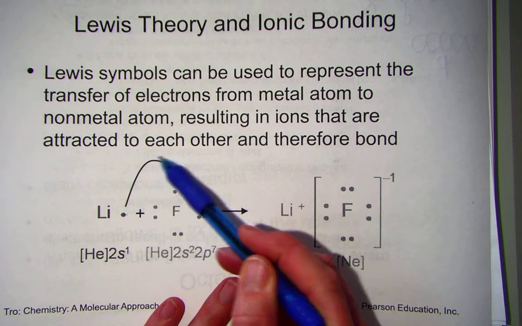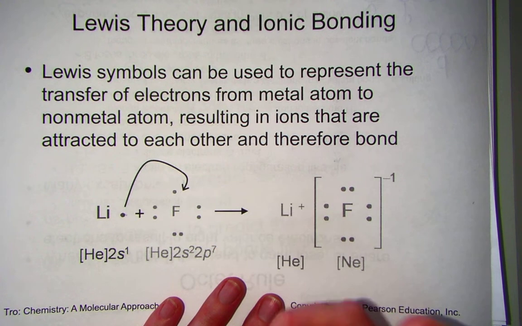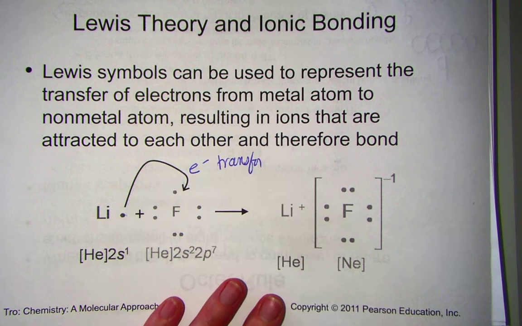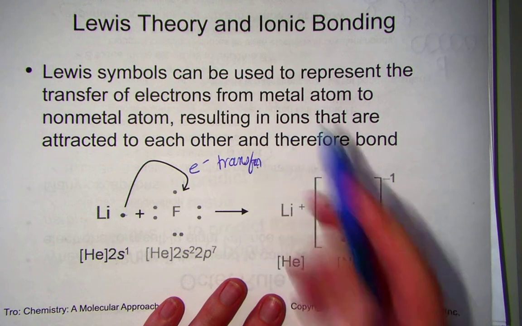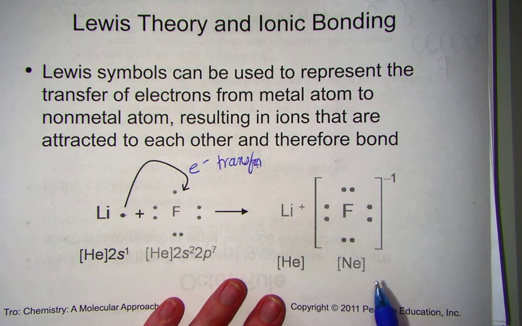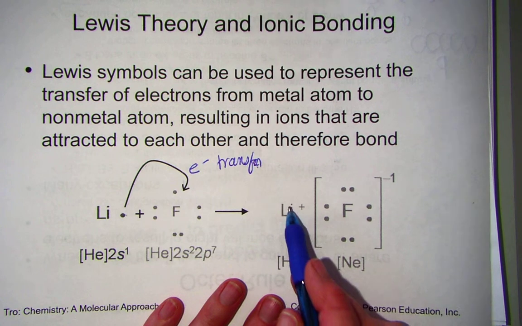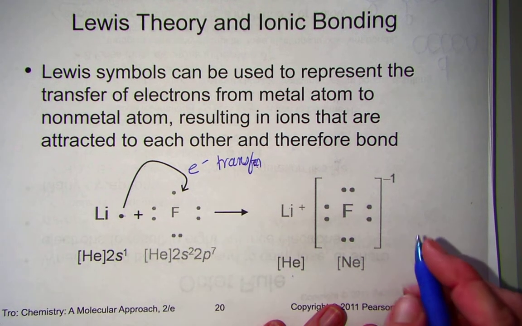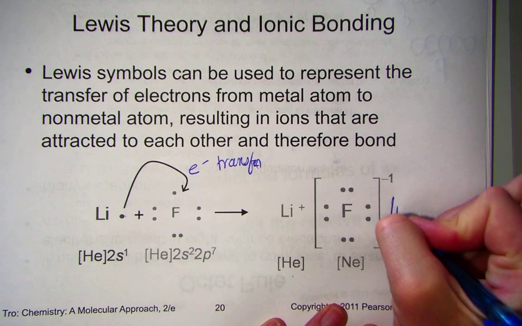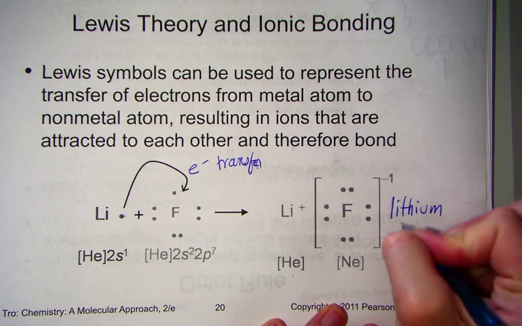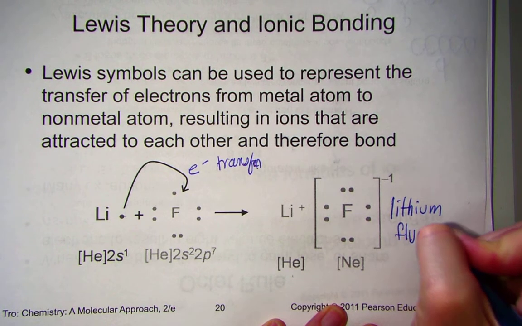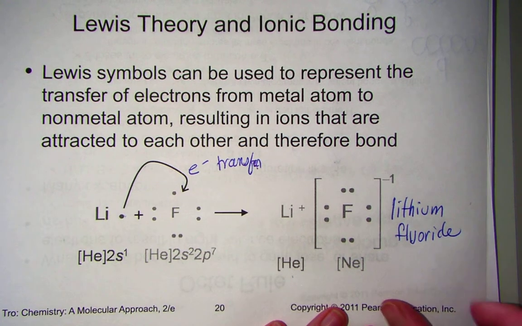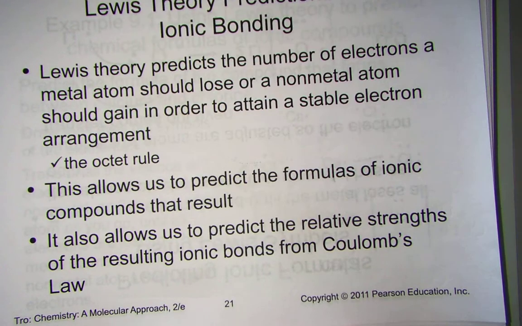Lithium, if it loses its electron, and fluorine, if it gains the electron, transfers this, forming what's called an ionic bond. The electron transfer from the lithium to the fluorine creates an ionic compound, where lithium now is like helium in configuration, and fluorine becomes like neon in its configuration. The name of the compound formed is a binary ionic compound called lithium fluoride. Taking the dot from the metal and giving it to the nonmetal. We practiced many of these last quarter.